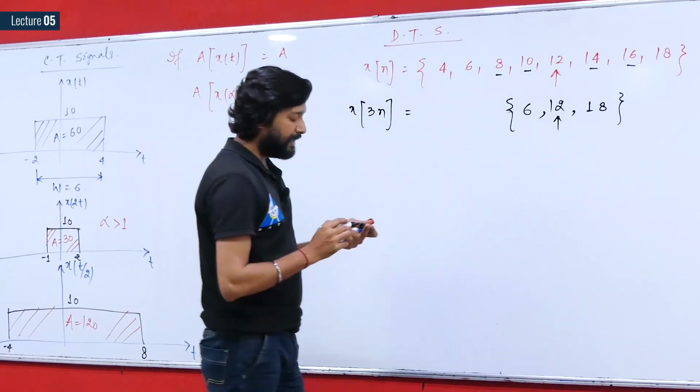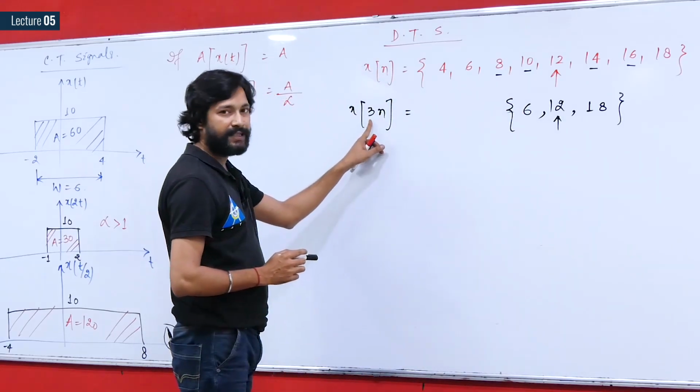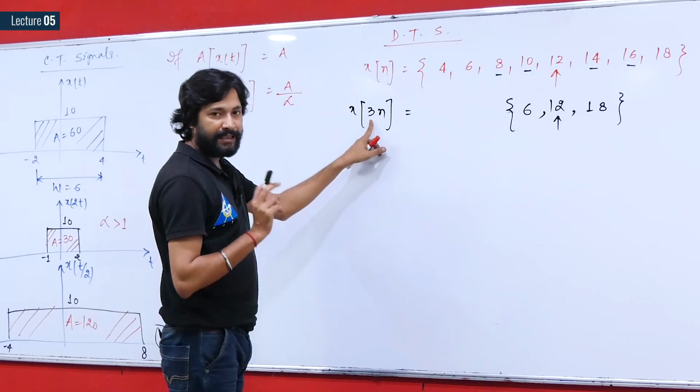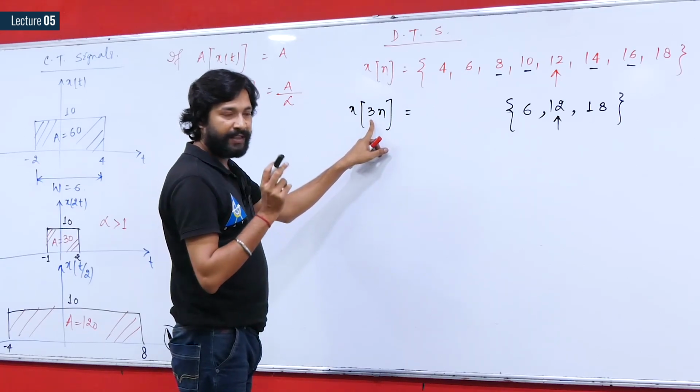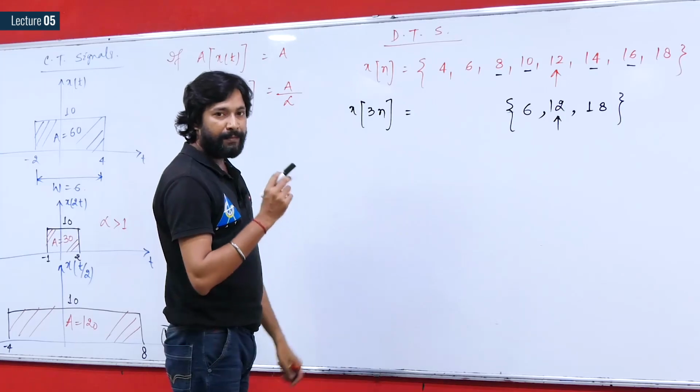Similarly, for any given value of scaling factor which is greater than 1, if the scaling factor is greater than 1, then you must skip alpha minus 1 values.